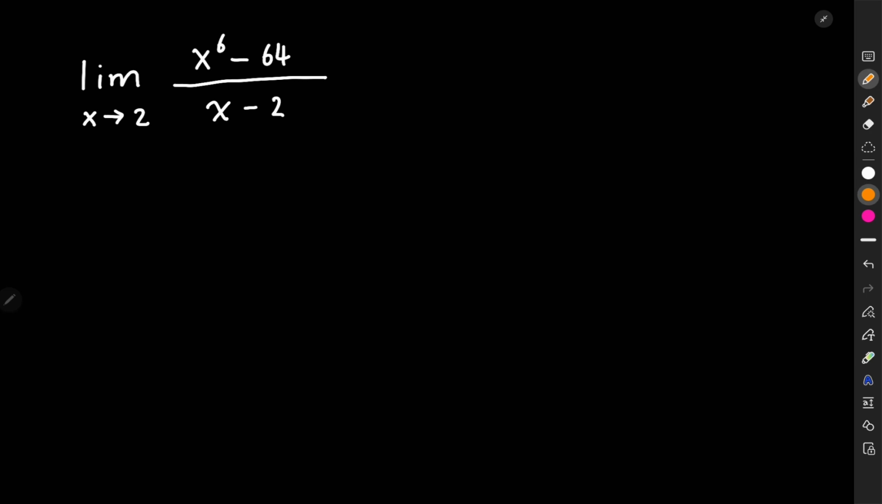Hey everyone, today let's solve a limit problem together. It might look a bit complicated at first, but don't worry, let's do it step by step.